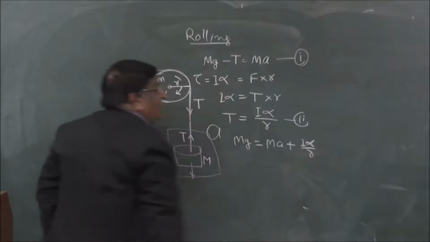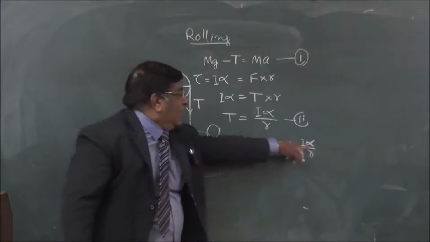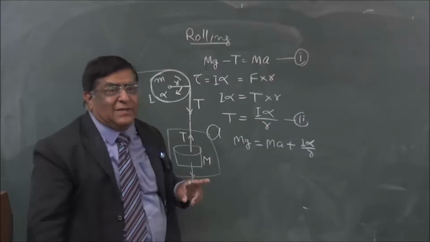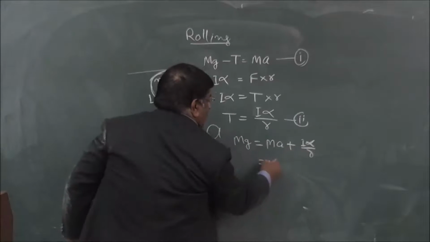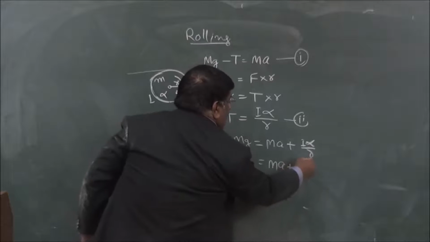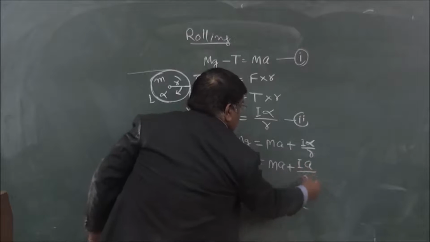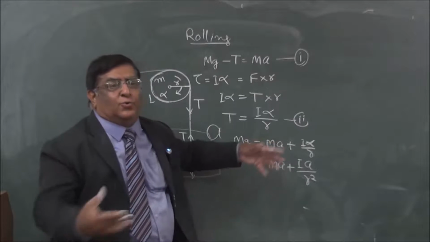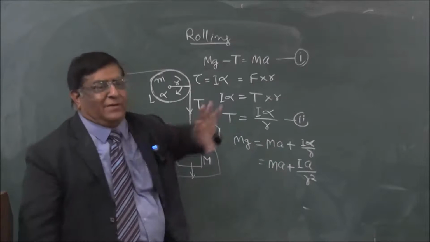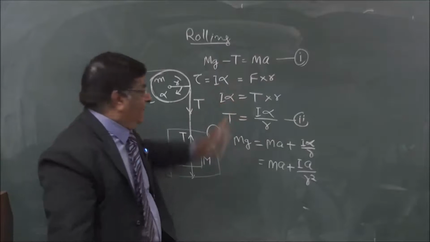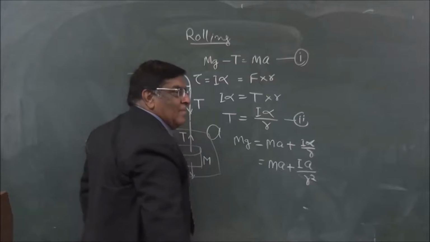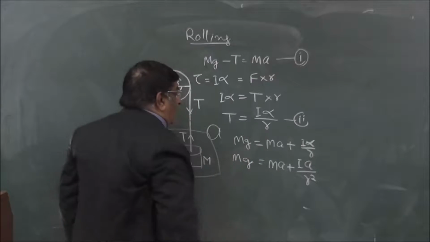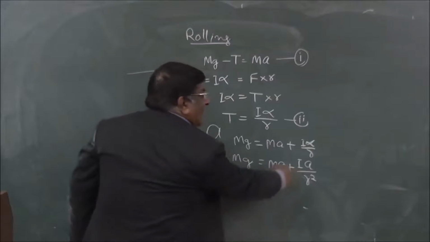Now, what we want to find out? A. What we do not want? Alpha. Please convert it to A by R. So what it will become? I A by R square. What is this I? Moment of inertia. Whose moment of inertia? Yes, remember, moment of inertia because the rotating body is pulley. Right. What is this M? Mass of what? Yes, remember that. This is mg. What we want to find out? A. So, isolate A. You got the formula?